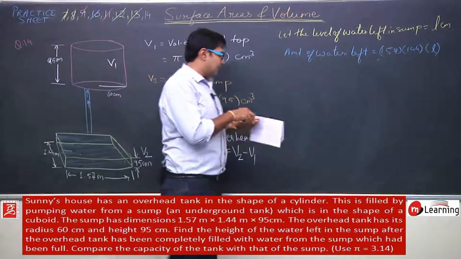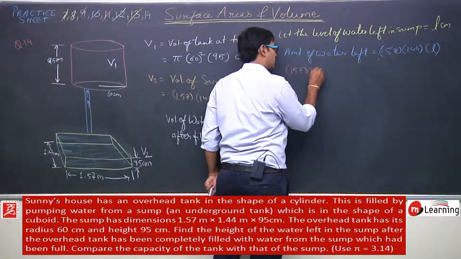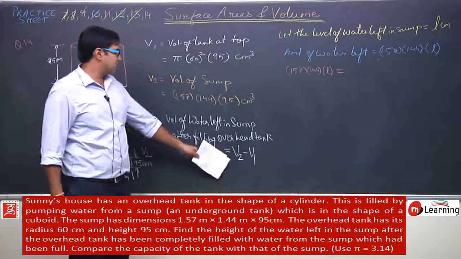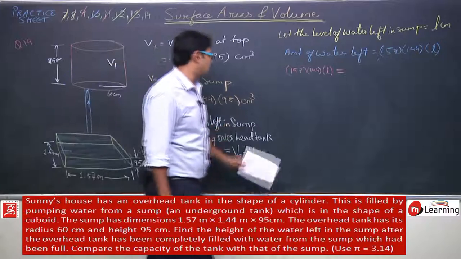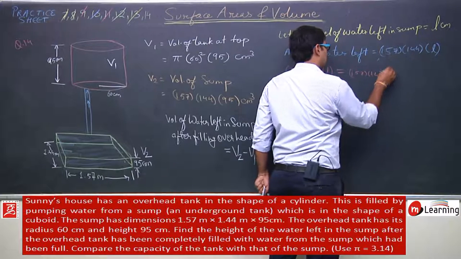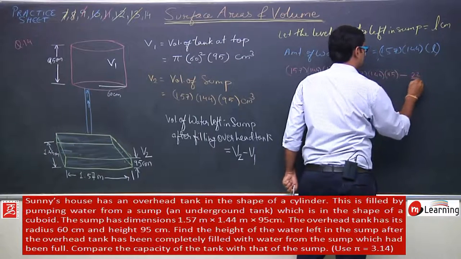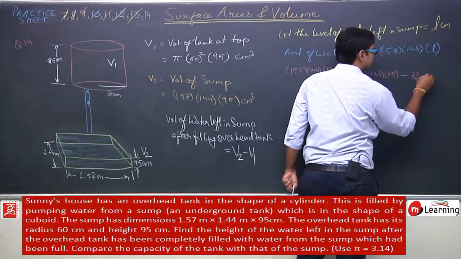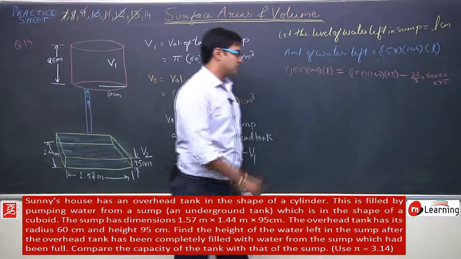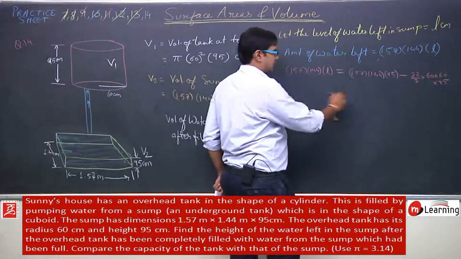So what I can see is I can write 157 × 144 × L = V2 − V1. What is V2? V2 is 157 × 144 × 95 − V1. V1 is 22/7 × 60 × 60 × 95. Okay, this much is the volume left. Now let us solve this, let us calculate this.